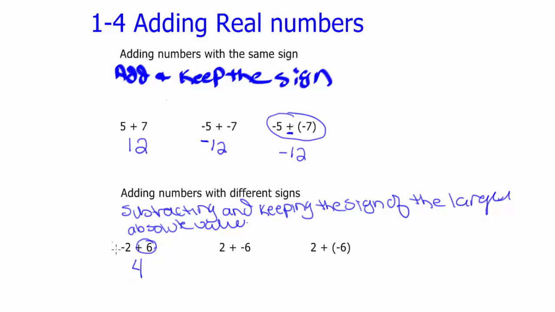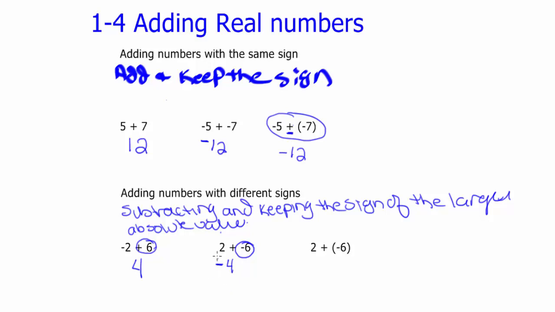Or you can think, I'm $2 in debt, but I paid 6 to the bank, so now I'm $4 ahead. Or it's 2 below 0, it went up 6 degrees, now I'm at 4 above 0. Okay, so it's positive. Now 2 plus negative 6, again, you still subtract. So you're still going to get 4, and since the negative is with the bigger absolute value, it's going to be a negative.